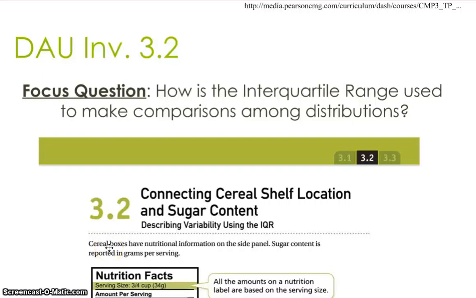All right, today we are going to discuss how the interquartile range is used to make comparisons among distributions. So we're going to start by looking at sugar content within cereal and shelf location. Essentially, we're using the IQR to describe the variability of different sets of information. So let's take a look at the overall size of our distribution.